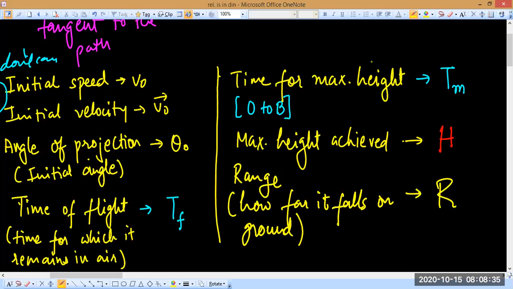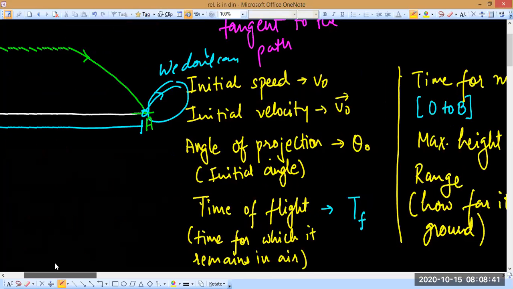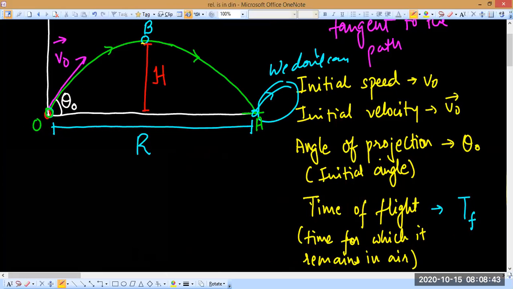Yes, range is one type of displacement. But you should understand that you can find displacement from O to even this point, and then that is not called range. You can find displacement between any two points, but range is very specific.